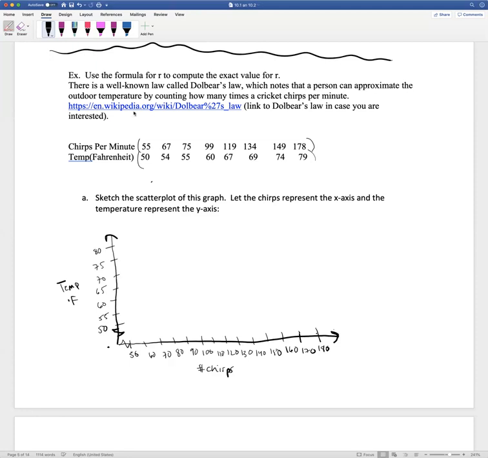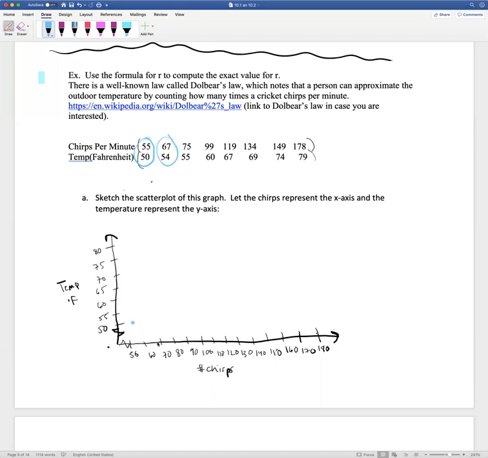All right, so let's sketch a scatter plot that represents this. Let me use another color for the scatter plot here. I'll use a regular pen too. Beautiful blue to represent that. Okay, all right, ready? This first ordered pair: when a cricket chirps 55 times per minute, the temperature is 50 degrees. So this is our starting point, right over here.